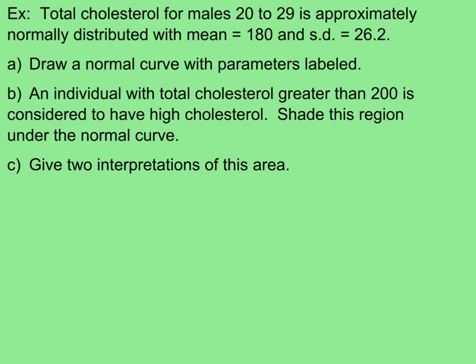All right, so this is the last example for the section, and we'll actually get to do a little bit of math here. I know, sounds crazy, but we have total cholesterol for males aged 20 to 29 is approximately normally distributed with a mean of 180 and a standard deviation of 26.2. Part A wants us to draw a normal curve with parameters labeled. All right, so what does that mean?